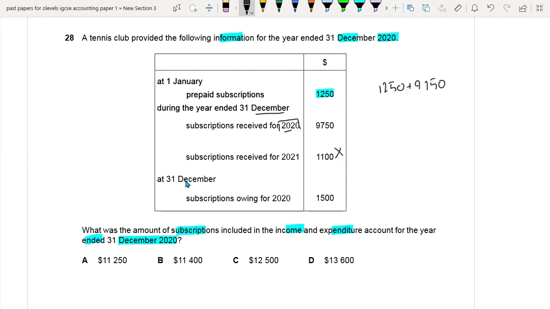At 31st December, it means at the year end, subscription owing for 2020. So it means that we have given the services to our customers, but they didn't pay $1,500. But this is related to 2020 income. So whether we get paid or not, because this $1,500 income is related to 2020, we have to add it. So 1250 plus 9750 plus 1500. So you will have the answer, which is 12,500.